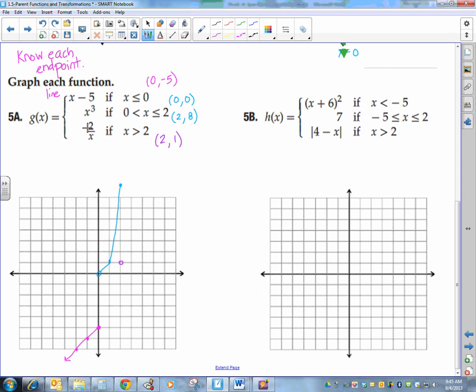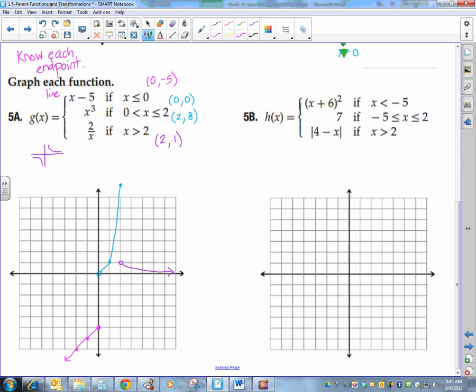And then my last one is my reciprocal function that we just talked about. And that's the one that's doing this. Goes like that. So from here, I'm going to make it approach asymptotically. And there I have the 3 pieces of my graph.